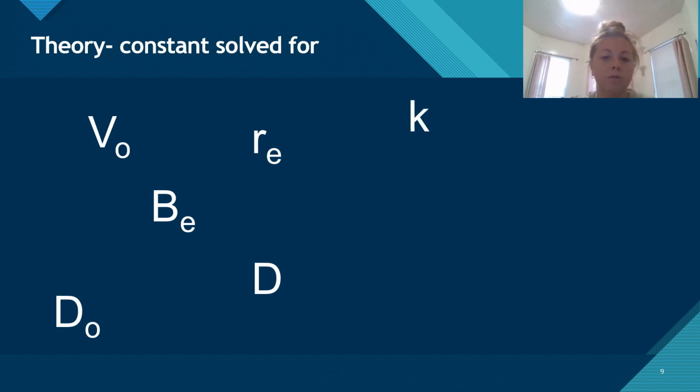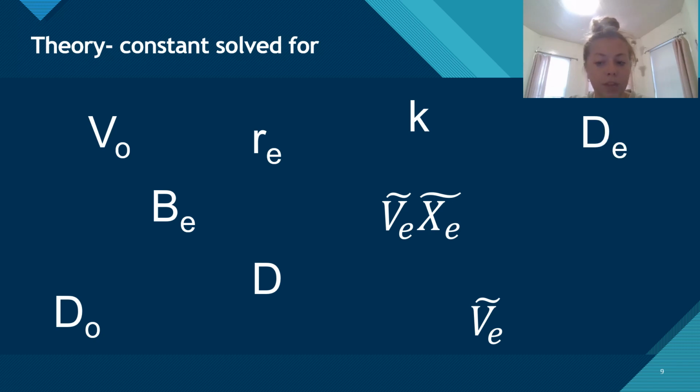K is the vibrational force constant. V sub E x sub E is the anharmonicity constant. V sub E is the harmonic frequency. dE is the potential energy when the bond is not being stretched or compressed. And alpha sub E is the rotational-vibrational coupling constant.